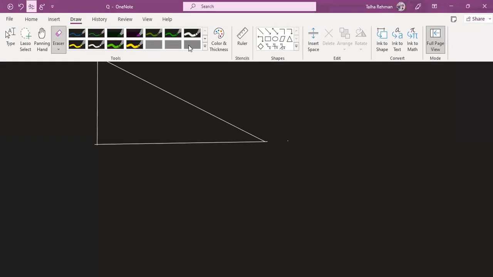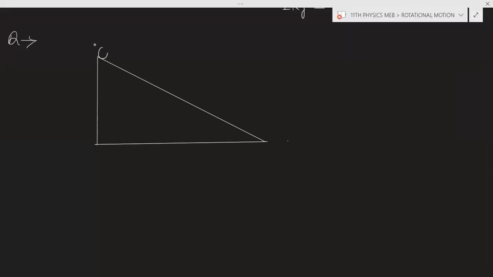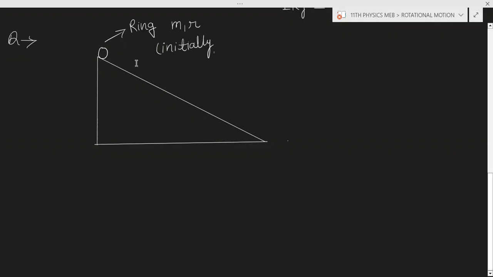There is one ring, and this ring is rolling down. This ring has mass m and radius r, and it is initially at rest. What is the meaning of initially at rest? Here, this ring will be at rest initially.